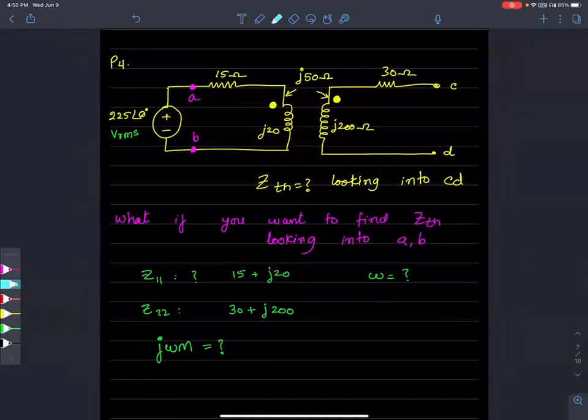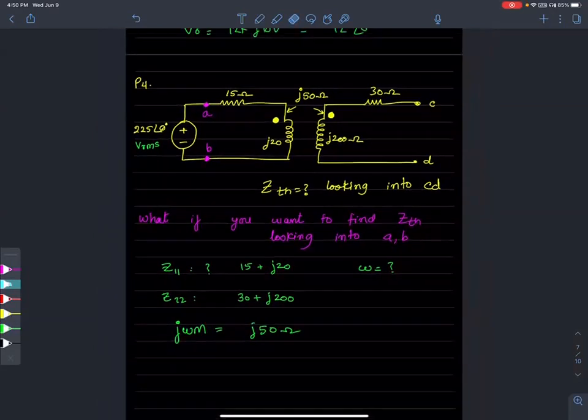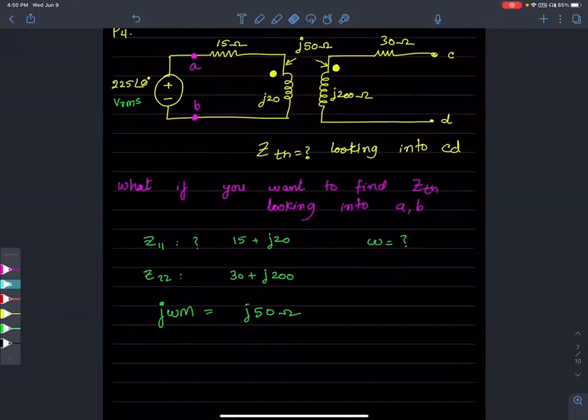What term does that correspond to? J50. J50, thank you. J omega M corresponds to J50 terms. So now we have, can we calculate ZR from here? Z reflected from here.